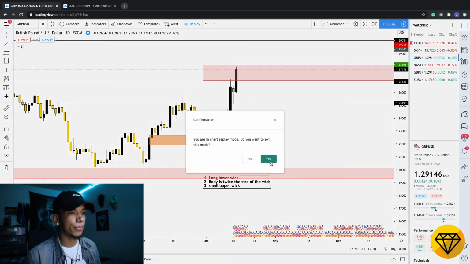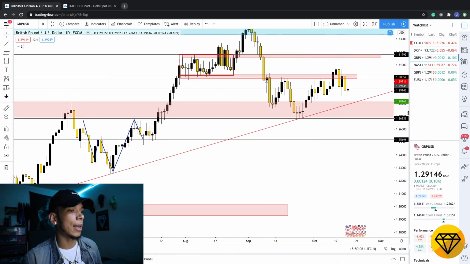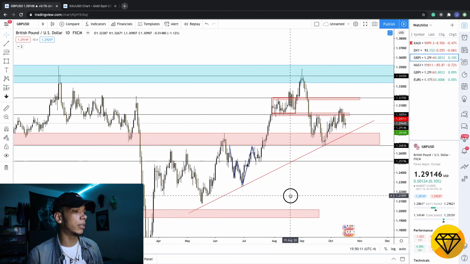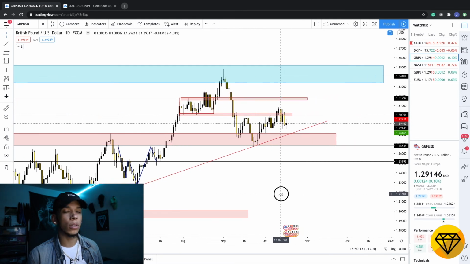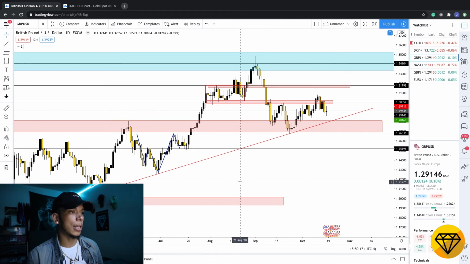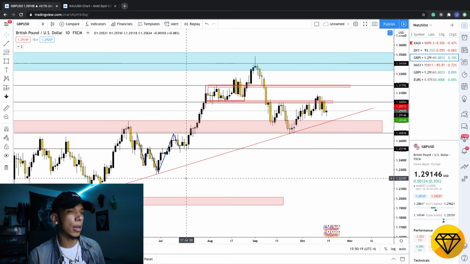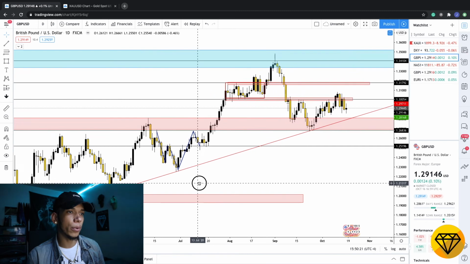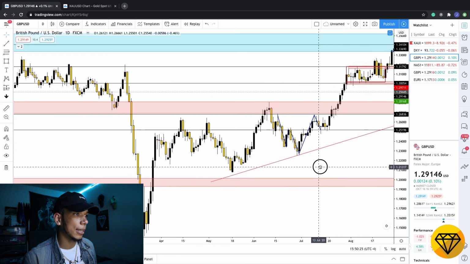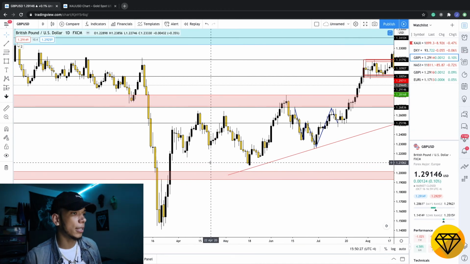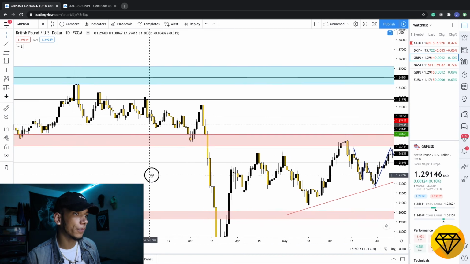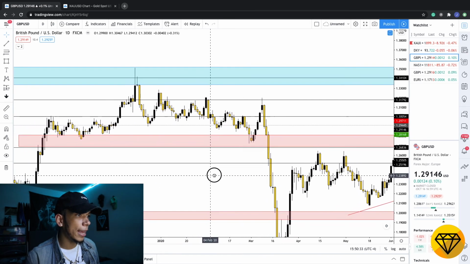All right? Now, that's an example of a hammer. Let's look at an example of a hanging man. Okay, let's see if we can find one. We have to identify a hanging man. If you guys can see it, spam the comments below and let me know. Okay, looking for a hanging man.